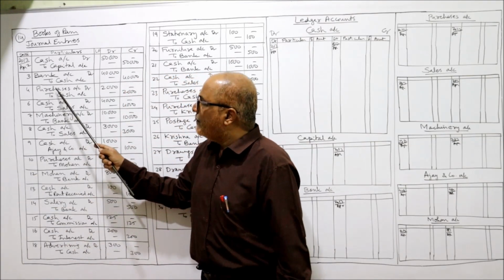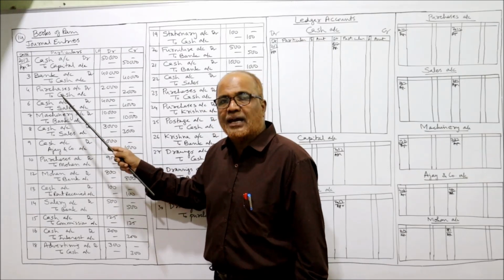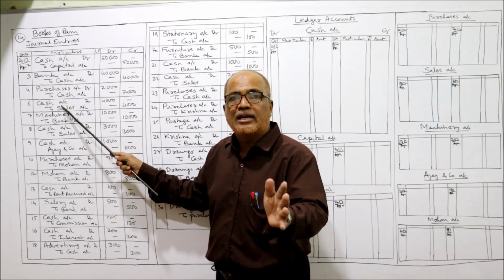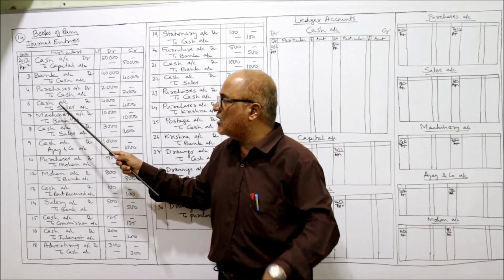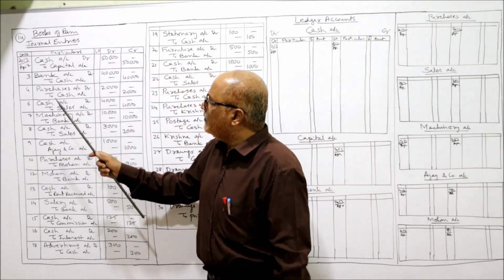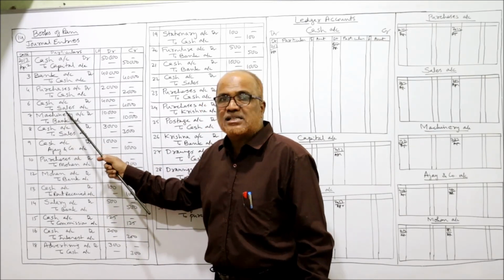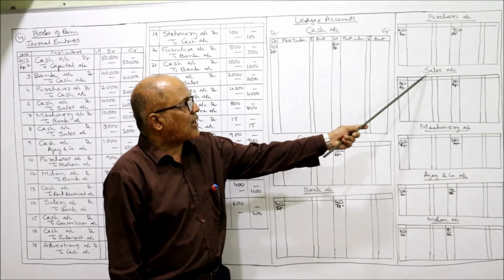Then third entry is purchases account debit to cash. So I will open purchase account. Cash account is already there, no need to make another account. Only one account is enough. So I have prepared the purchase account. Next entry will be cash account debit to sales. Cash account is there, but sales account is not there. I have prepared the sales account.